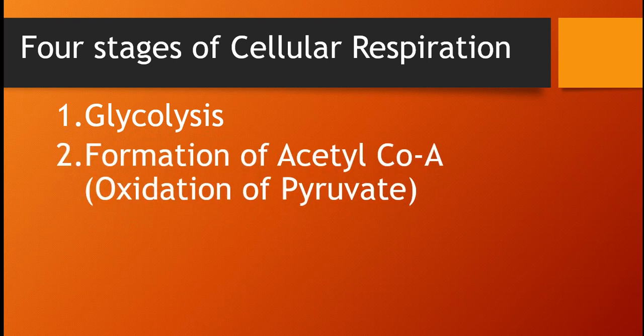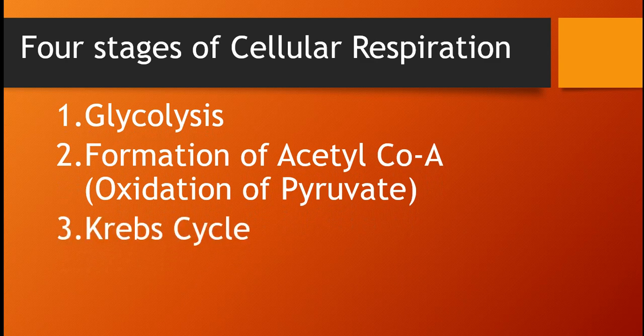Then we have part 2. Number 2 is called the formation of acetyl-CoA, also known as the oxidation of pyruvate. Some people don't include this as a separate step. In other words, some people say there's 3 stages. Our book has chosen to go with 4. I think that's probably the easier way to understand it and the better way to explain it.